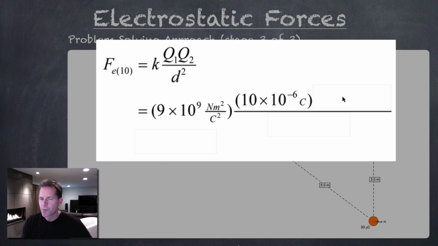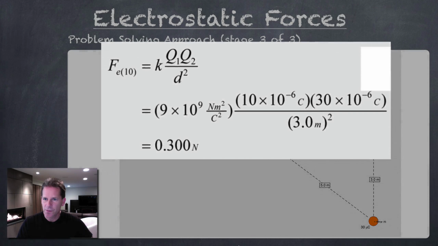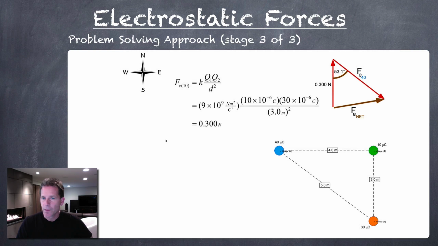Notice I've left them both as just positive values. We're determining the magnitude of the electric force here, so I'm not putting in a negative value for the negative 10 charge. The distance between them is 3 meters. Complete your calculation. We have 0.3 newtons as the electric force. I can replace that in my vector diagram now as we work through the problem. Hopefully you got that right.